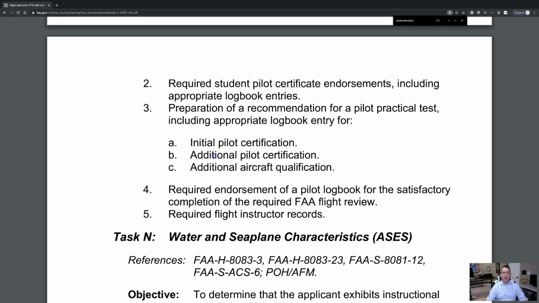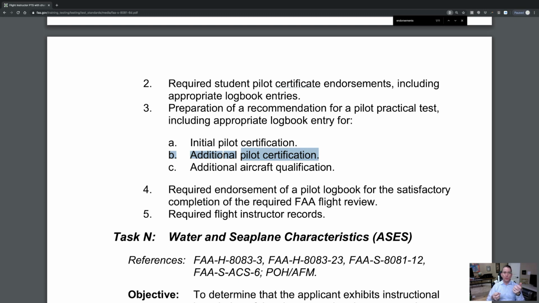Now, what if I'm going to do an additional pilot certification? So the pilot already has a certificate. It could be that they already have a sport, a recreational, or a private, and you're wanting to do something in addition to that. So if they had a sport and went to recreational, you would just go to the advisory circular and point right to the regs, because that's an additional pilot certification.